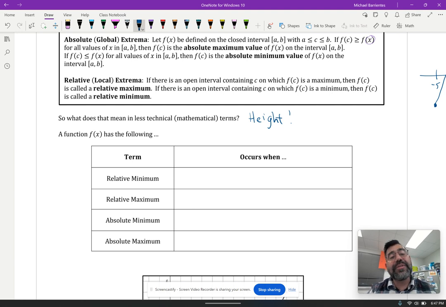So when we talk about absolute maximums and absolute minimums and relative maximums and relative minimums, we're talking about the output, the y value, the function value.